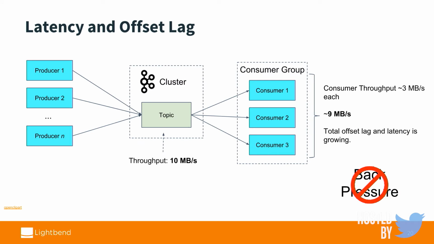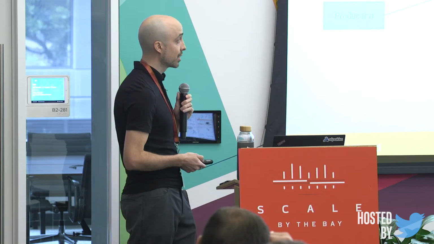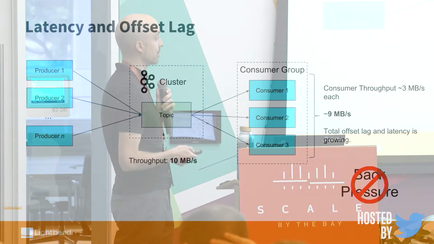This is the same thing represented as a diagram. You have producers with a combined throughput of 10 megabytes a second, for example, and then the consumers can only process at 9 megabytes a second. So you get this growing lag over time. And there's no back pressure, so we can't tell producers to slow down. And we don't want to, because the use case for Kafka is to absorb a lot of volume and prevent that volume from cascading into our internal infrastructure that might not be able to handle it. Or at least that's what a lot of people use Kafka for. So there's no way to tell these producers to slow down.